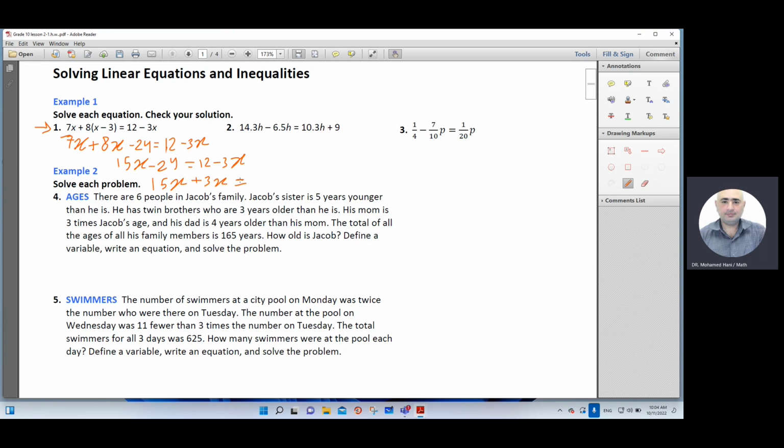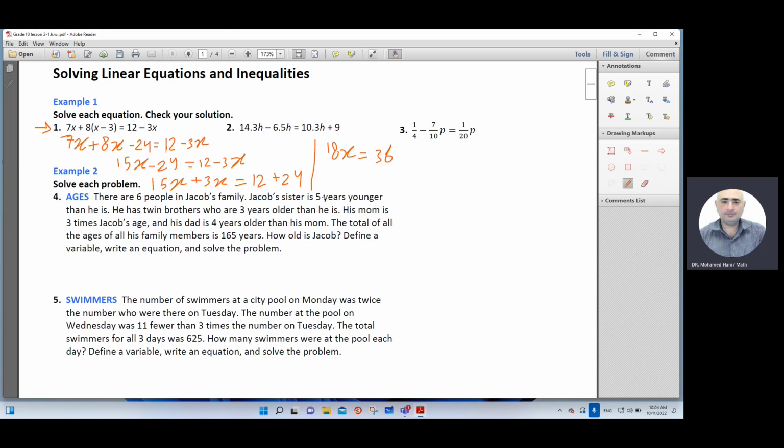Equals, here you have 12 on this side. And here you have negative 24. Take it to the second side, it will be positive. Then add the like terms. 15x plus 3x will be 18x, equals 12 plus 24, which is 36.